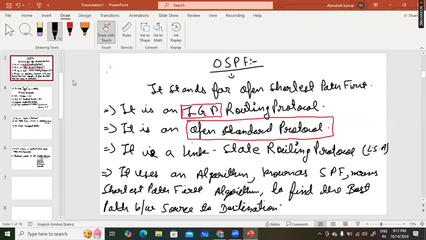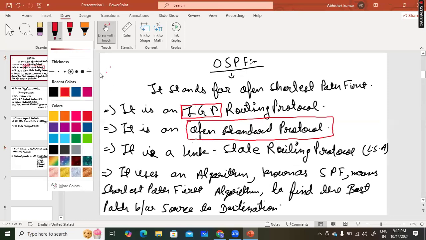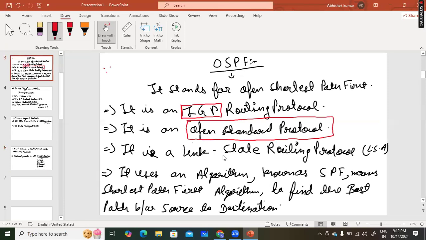Third point says it is an LSA routing protocol. We will have a discussion on this point. Don't worry, we will discuss what this LSA protocol means. Leave this for right now. Next point: it uses an algorithm. What is the name of the algorithm? The SPF algorithm, to find the best path between source and destination.